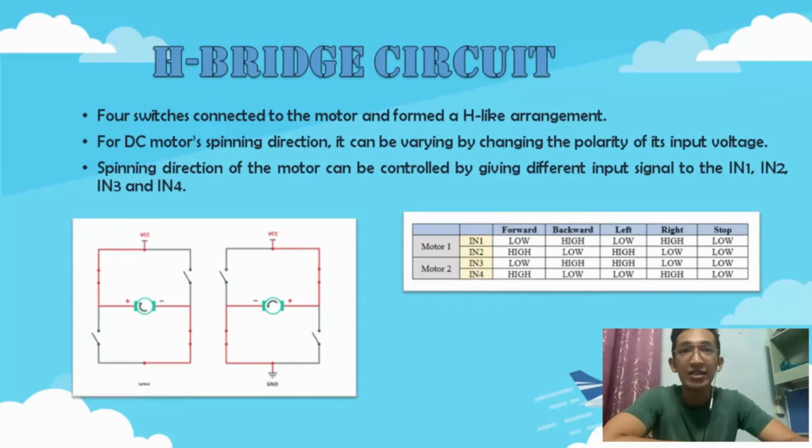An H-bridge circuit is 4 switches connected to the motor, forming an H-like arrangement. The motor starts to spin when both input signals are different, such as one input is high and the other one is low. The motor will stop spinning when both are high or both are low.